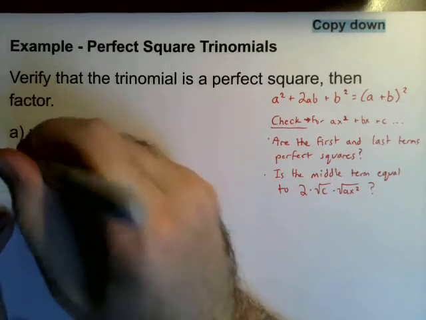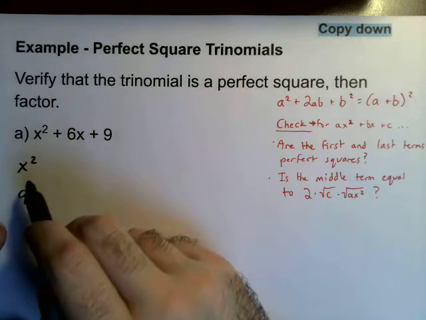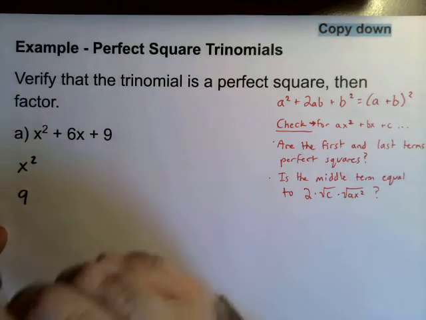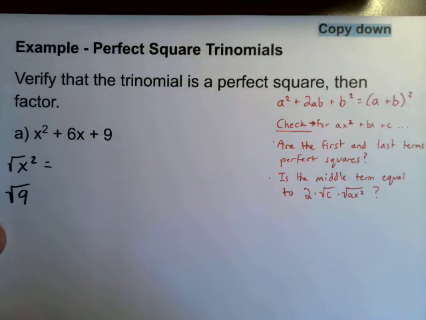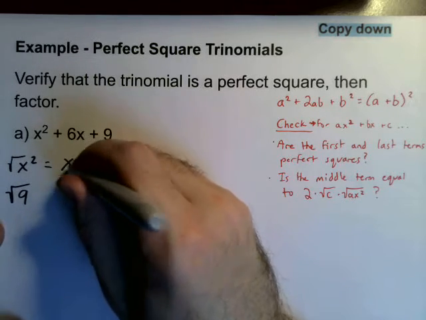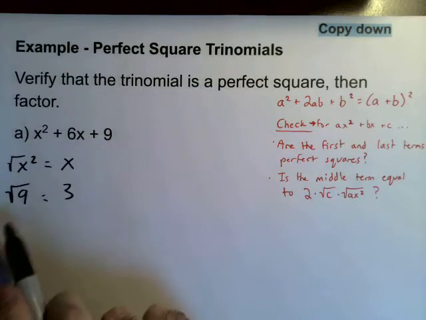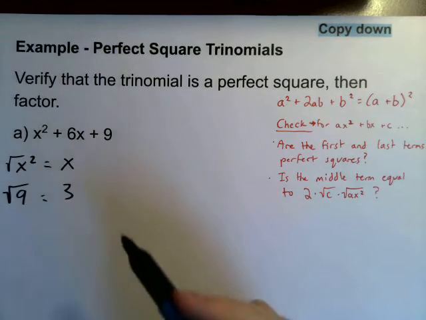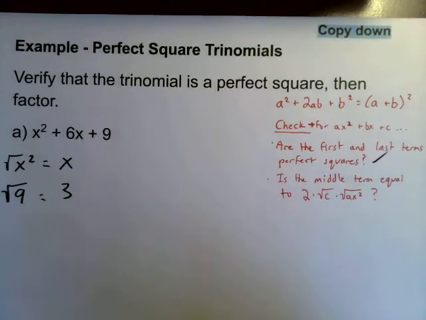We have x squared, and we also have 9. In this case, we know that they're both perfect squares because if you take the square root of each of those terms, you get a variable with no fractional exponent, which is what we want, and you also get a whole number. So we know that 9 is 3 squared. So we have proven the first and last terms are perfect squares. That's one step down that gives us some kind of proof that this is a perfect square trinomial.